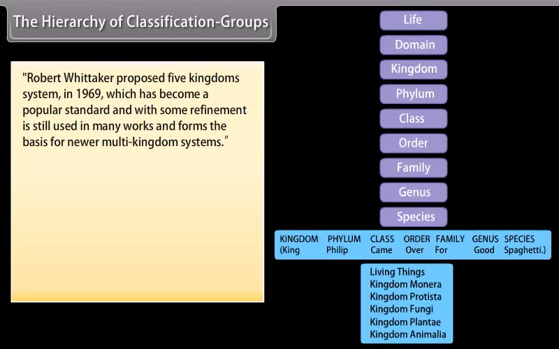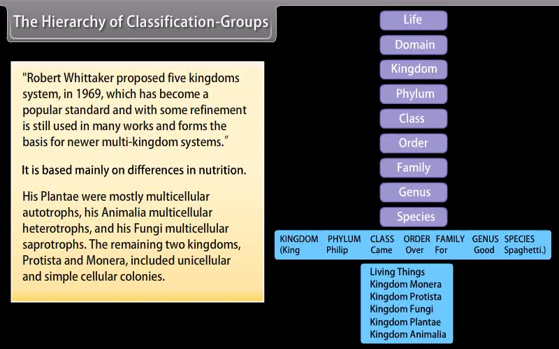Robert Whittaker proposed the five-kingdom system in 1969, which has become a popular standard and, with some refinement, is still used in many works and forms the basis for newer multi-kingdom systems. It is based mainly on differences in nutrition. His Plantae were mostly multicellular autotrophs, his Animalia multicellular heterotrophs, and his Fungi multicellular saprotrophs. The remaining two kingdoms, Protista and Monera, included unicellular organisms and simple cellular colonies.